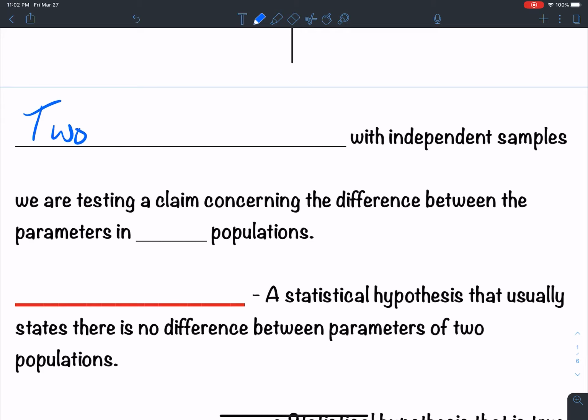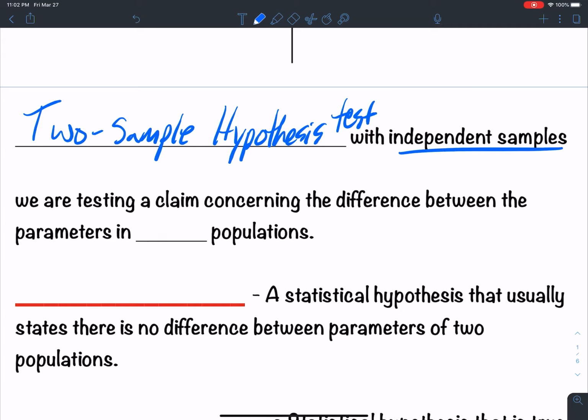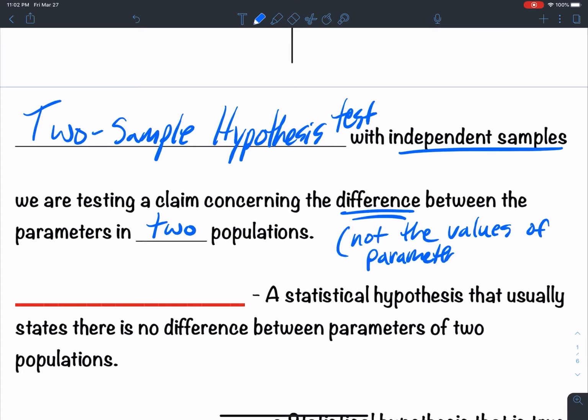Two-sample hypothesis test with independent samples. So we are testing a claim concerning the difference between the parameters in two populations. There's two populations here, not the values of the parameters themselves. Okay?